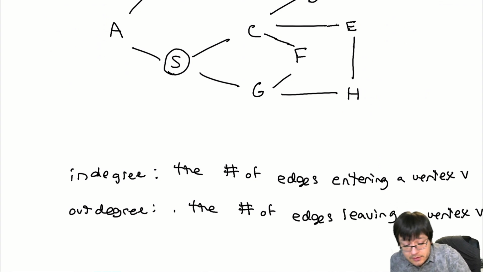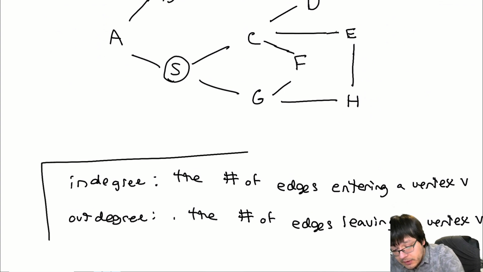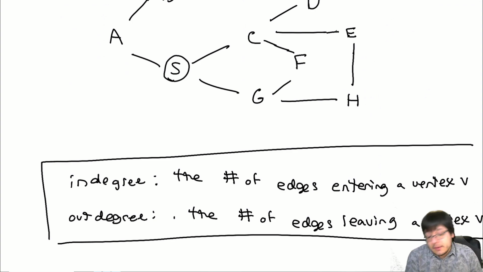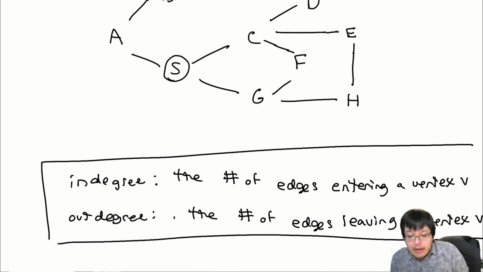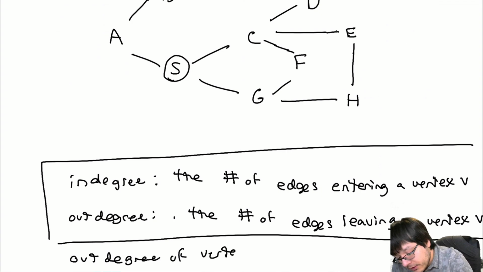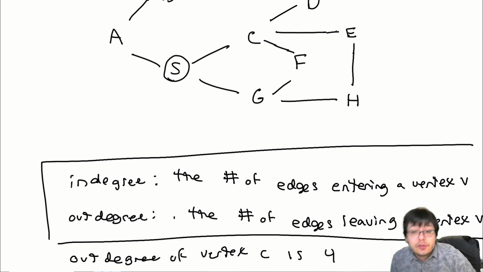So this is a little bit random, but if you remember when I was saying the degree of a node the other day, this is the formal definition of that. So degree is I suppose not detailed enough. Usually when you're talking about degree, you're talking about the out degree. But if you want to be super specific, you can say out degree, which is the number of edges leaving. So for example, the out degree of vertex C is 1, 2, 3, 4. And so is the in degree.